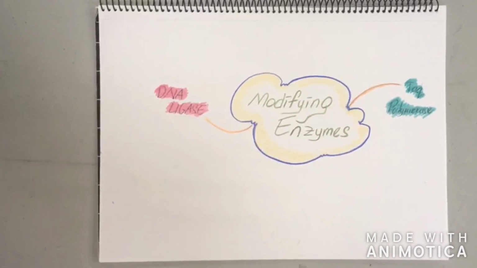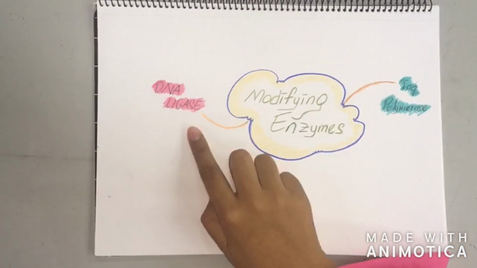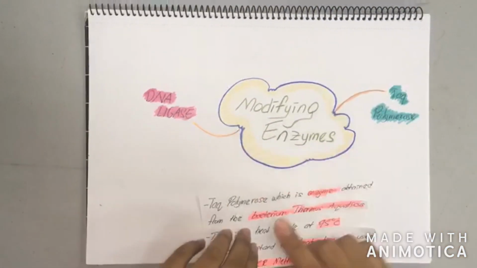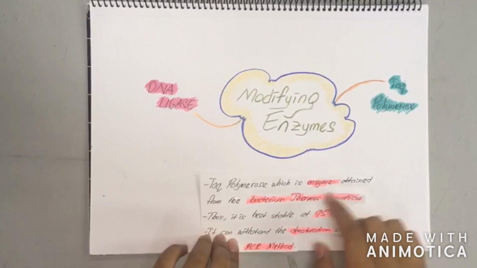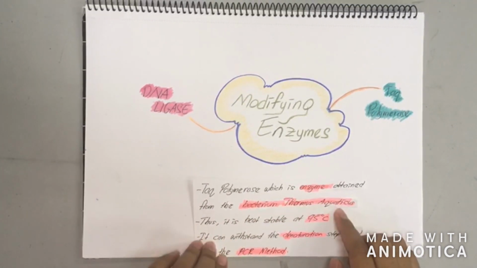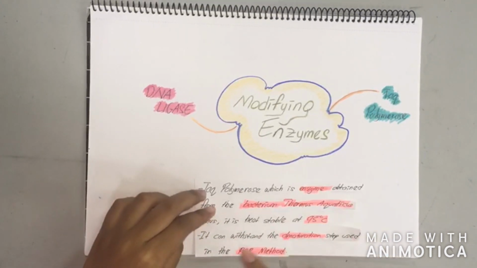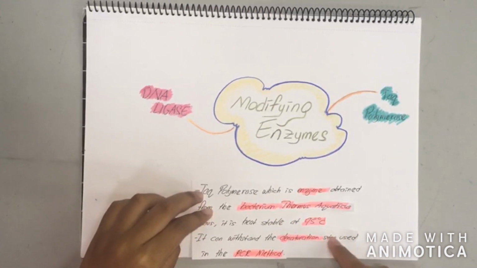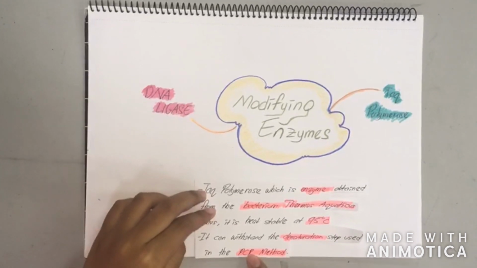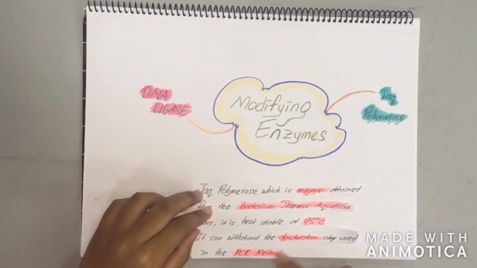In modifying enzymes, we have Taq polymerase and DNA ligase. Okay, Taq polymerase is an enzyme obtained from the bacterium Thermus aquaticus. Thus, it is heat stable at 95 Celsius, and it can withstand the denaturation step used in the PCR method. PCR stands for polymerase chain reaction.